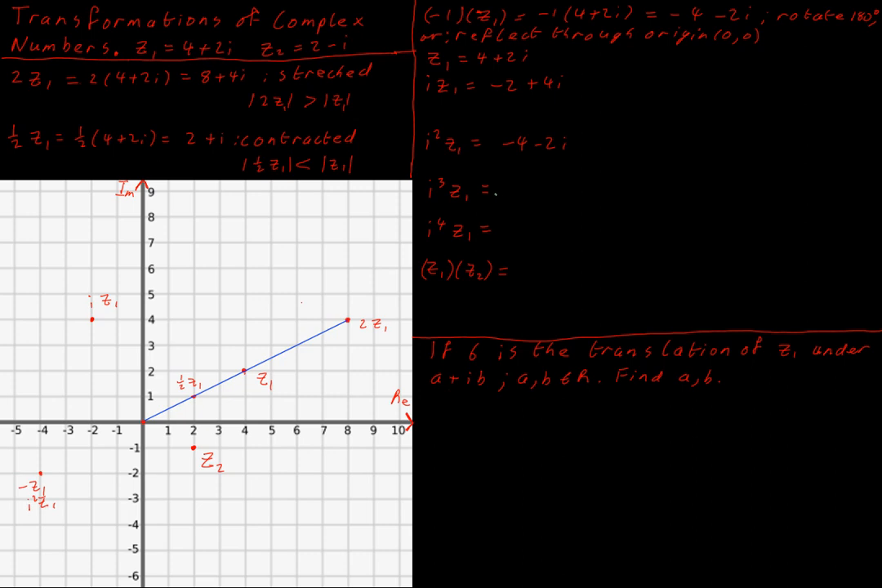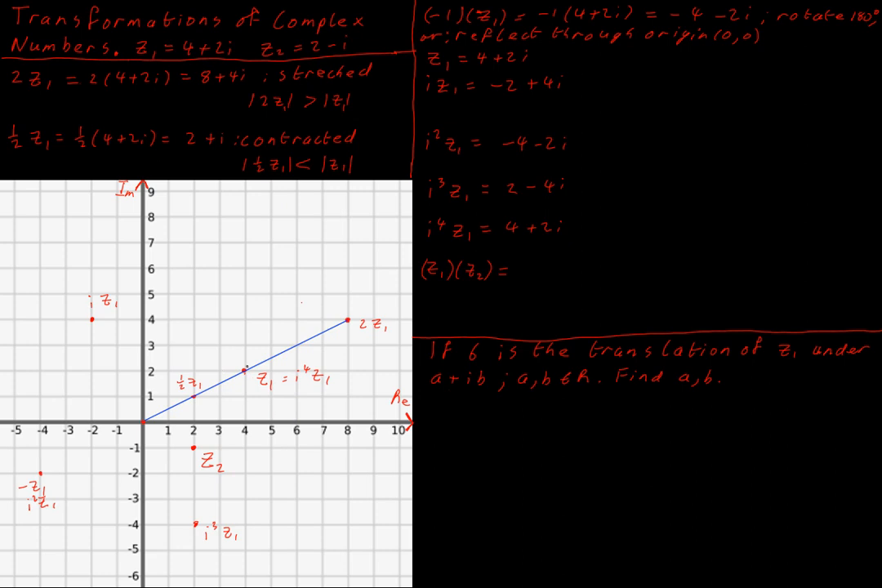i cubed will give us 2 minus 4i, 2 minus 4i, and z1. And what happens when we multiply by i to the 4? Well, we might suspect we know what happens, because i to the 4 would just be 1. So we would just get our original number back, and we would come back to here, and we would have i to the 4 times z1.